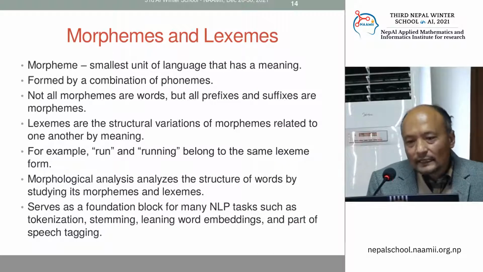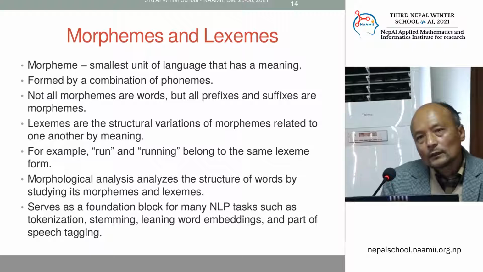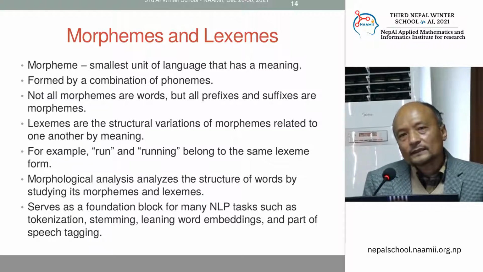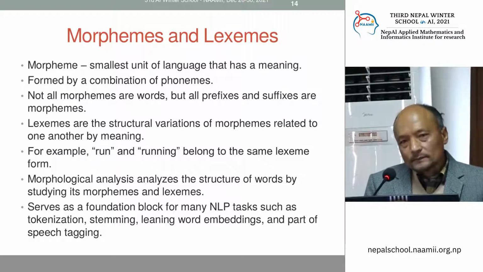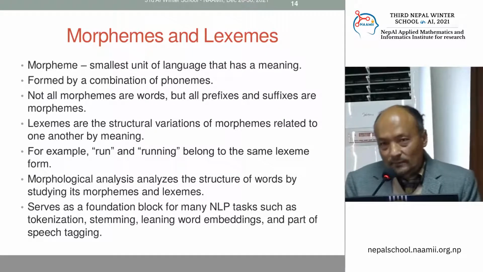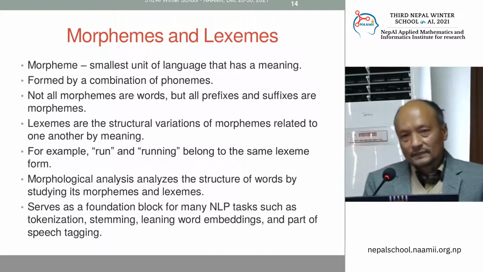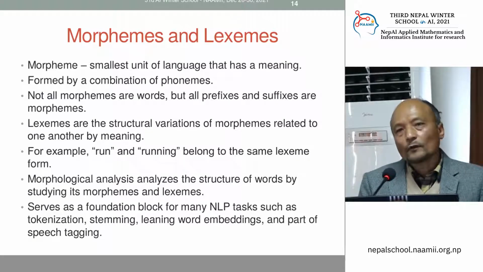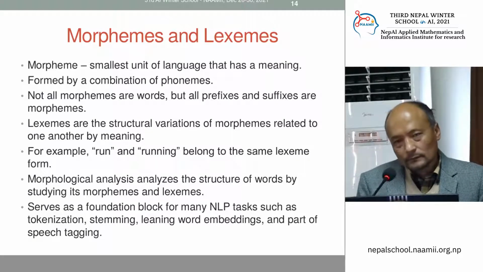So, morphemes and lexemes. After we have done this analysis of the speech or phonemes, the next level, as I said, is the morpheme and the lexeme level of analysis. A morpheme is the smallest unit of language that has a meaning, and there are basically two types of morphemes. One is the free morpheme and the other is the bound morpheme.